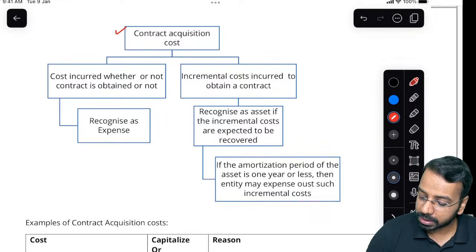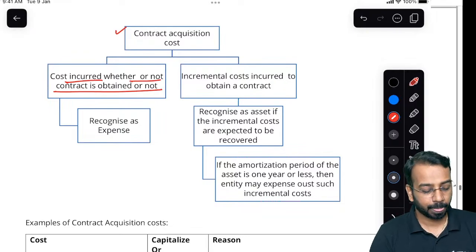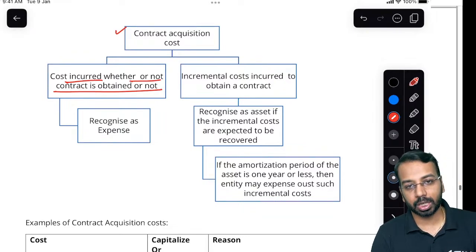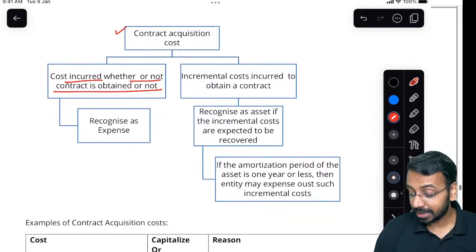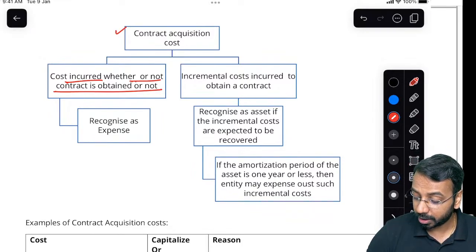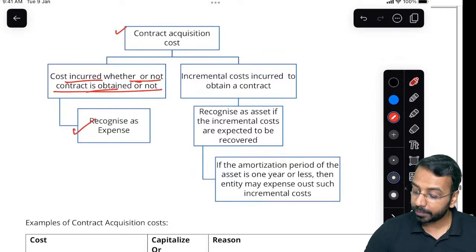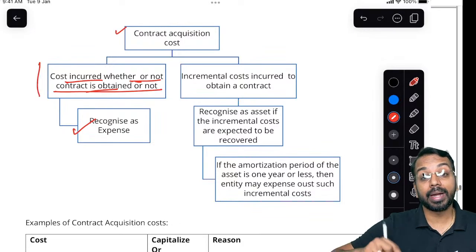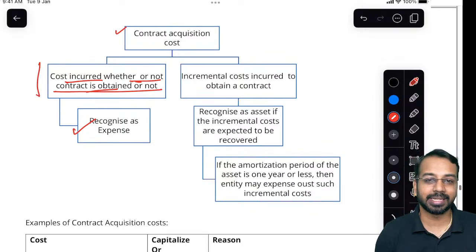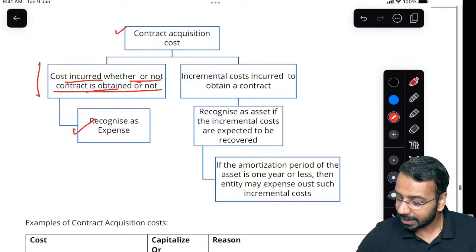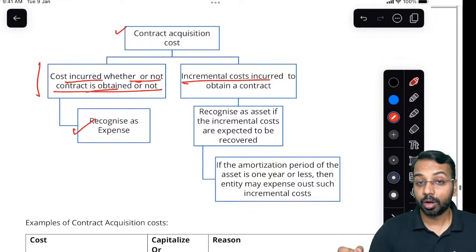Now how do we recognize it? If contract cost is incurred, whether or not the contract is obtained, meaning to say whether you obtain the contract or not, you have to incur the expense. For example, salesperson salary. If salesperson salary you incur, whether or not you obtain the contract, immediately recognize as expense. So whatever you mandatorily incur, even with or without the contract, you have to recognize it as an expense. But if there are incremental costs, then how do we recognize?